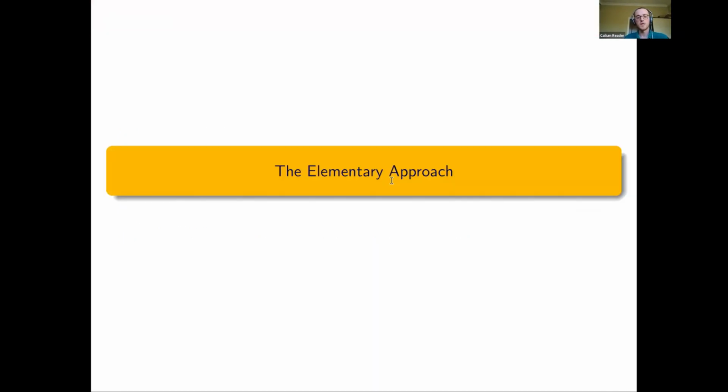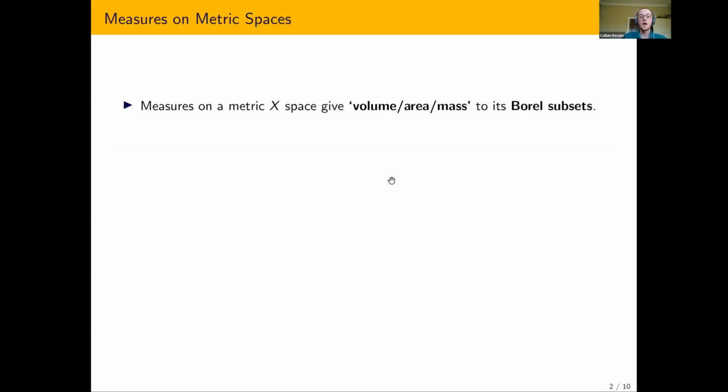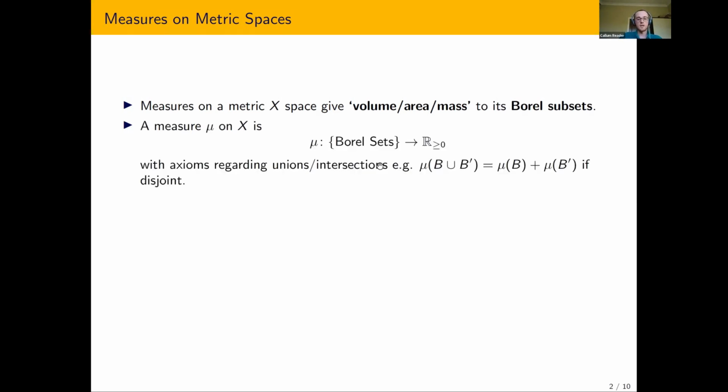So what's the elementary approach to measures on metric spaces? The idea is that a measure on a metric space X gives volume or area or mass to its Borel subsets. I think Swaraj mentioned this idea of a sigma algebra. Borel subsets are just the sigma algebra generated by your metric. And again, as Swaraj says, a measure takes in some set in the Borel sets, and it spits out some non-negative real value, and it does so in such a way that it follows some axioms which follow your intuition about sizes.